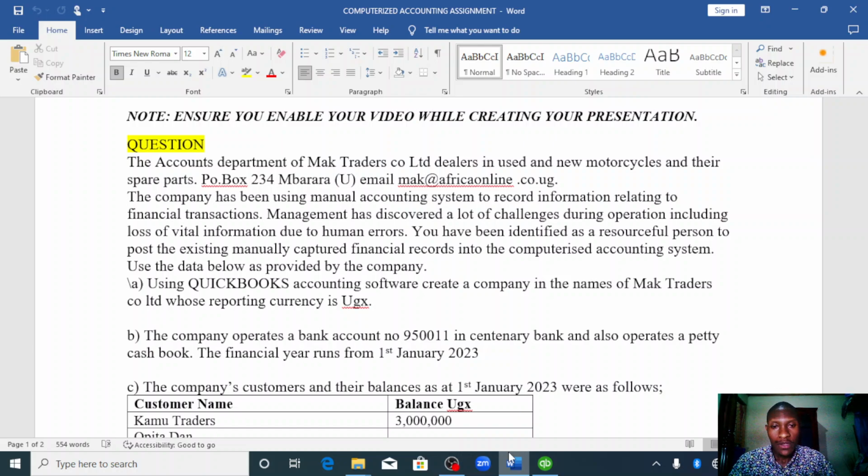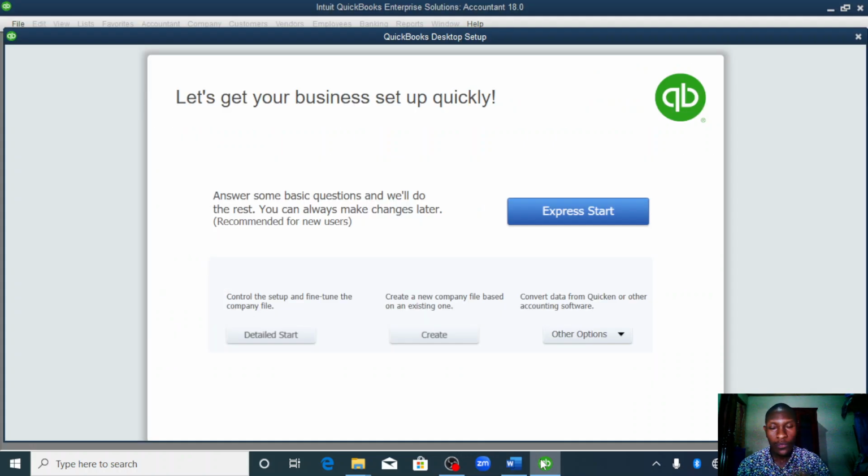I'm called Asiimwe Deusdedit, a BSAF student, and I'm here to work through this question about Mark Traders Company Limited, dealers in used and new motorcycles and their spare parts. We are required to enter the following transactions, including the opening balances, but we have to start by opening this company, creating this company.